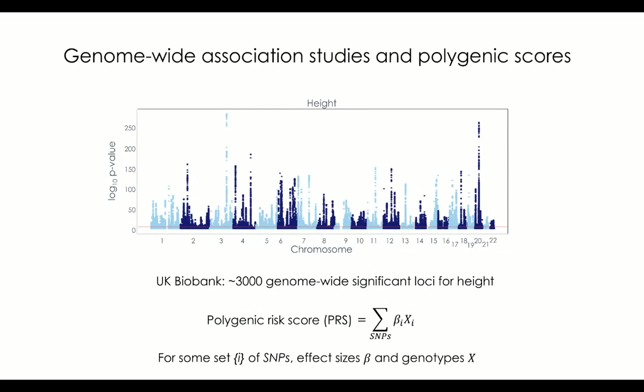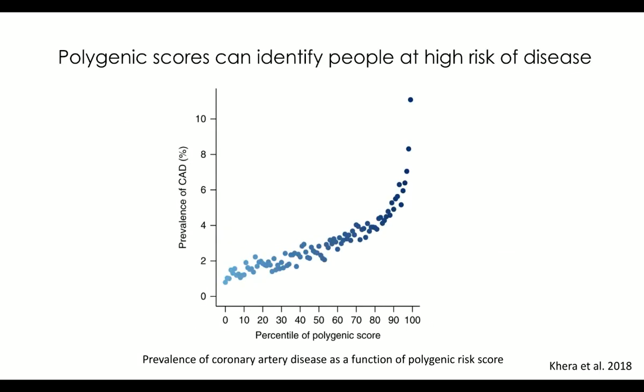Now, of course, knowing your polygenic score for height might not be very interesting because, of course, you know your actual height. But a lot of the interest in this field comes from the idea that we might be able to use this technology for disease traits. And in particular, for example, here, Khera et al. showed that if you stratify people by their polygenic risk score, you can identify people at very high risk of disease. So here on the x-axis, people have been binned by their percentile of polygenic risk for coronary artery disease.